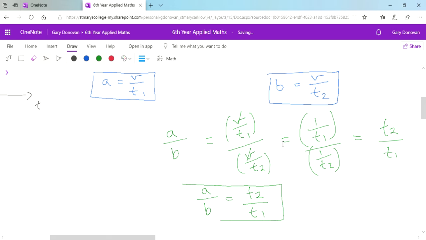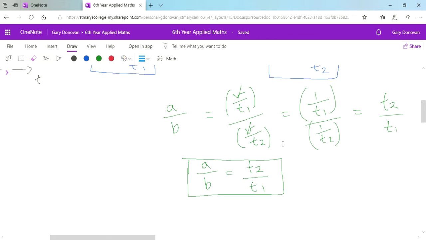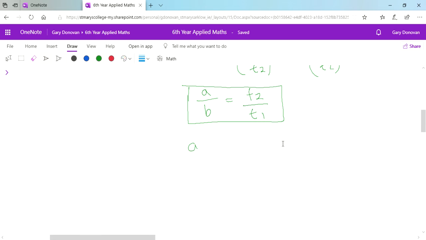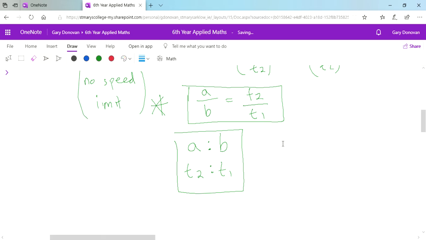And that's the important bit that you need to remember for this type of question. You can use this without having to do all of what I've just done there: a divided by b is equal to t2 divided by t1. Or another way you'll often see it written is that the ratio of a to b is the same as the ratio of t2 to t1. That's an important fact to remember, and you also use it in the questions where you have no speed limit. I'll go through a few more of those with you as well.